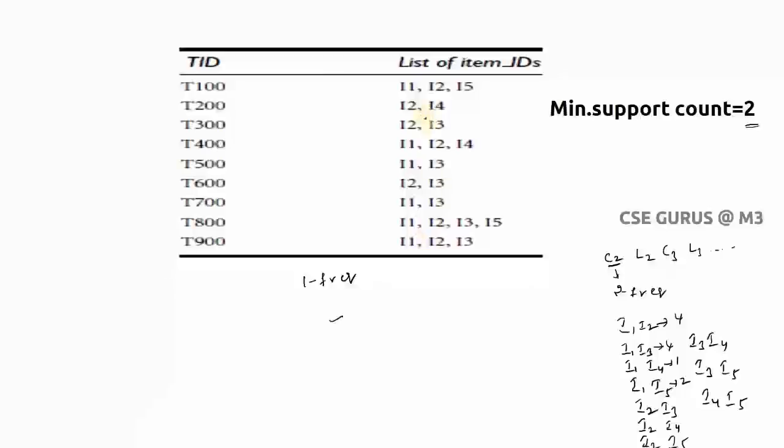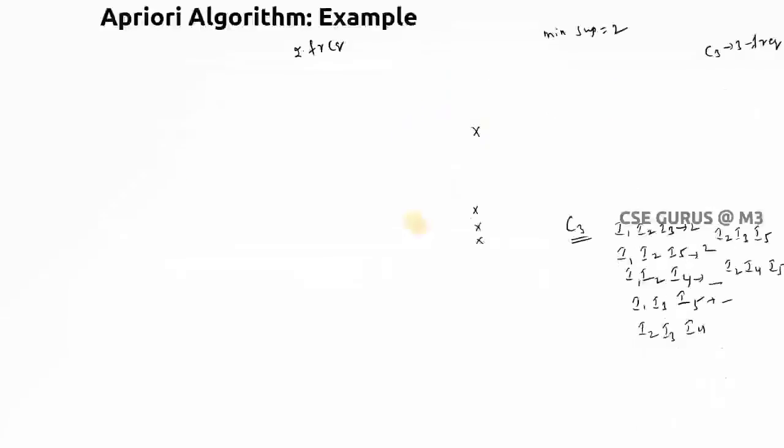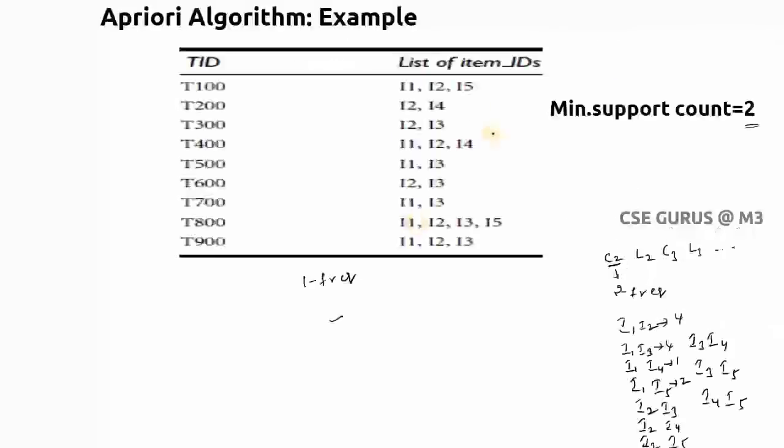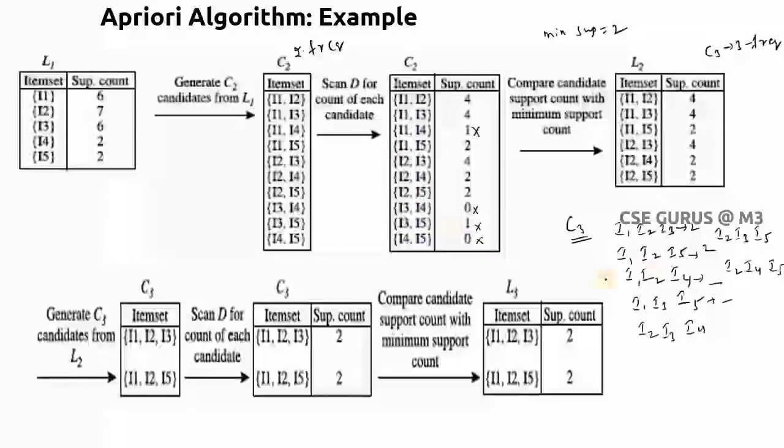You can find for I1, I2, I4. Let us suppose I check the I1, I2, I4 combination: only 1, which is less than 2. You can consider I1, I3, I5: only one transaction. So like this we will get counts less than 2 for the remaining item sets. That's why we are not taking them, because for L3 those are compared with the support count, and they are not satisfying the minimum support count. That's why we are neglecting those things. So like this we need to find L3.